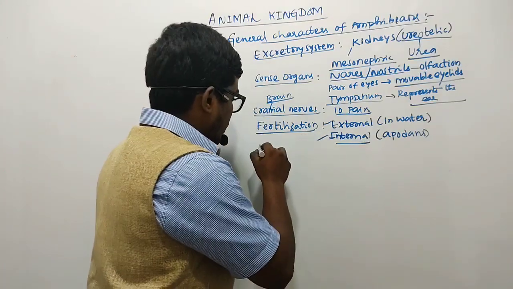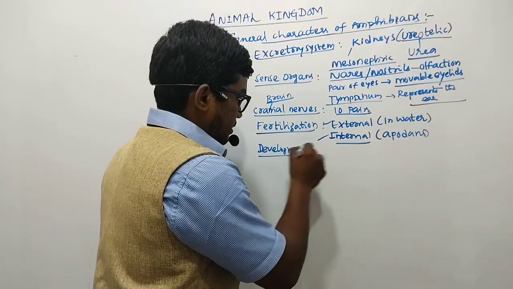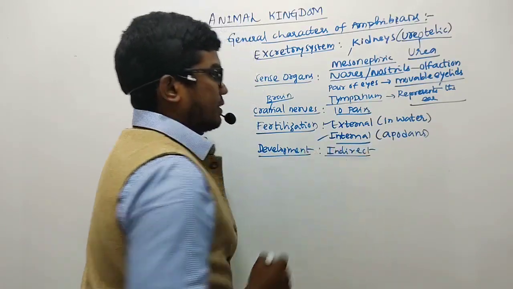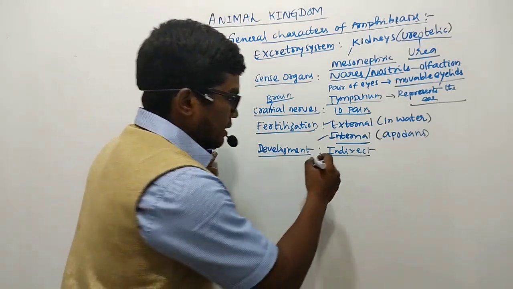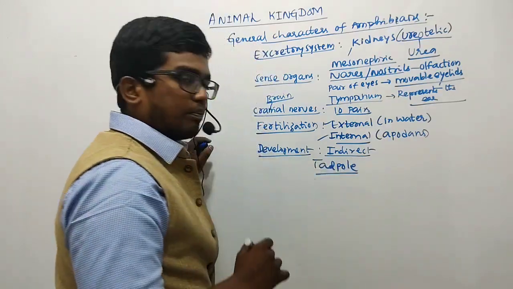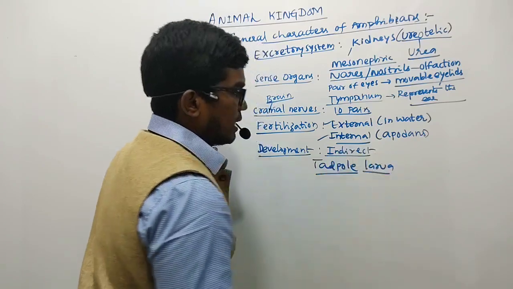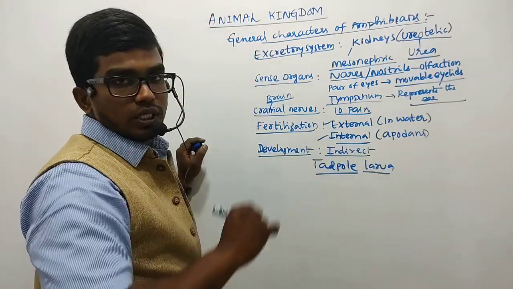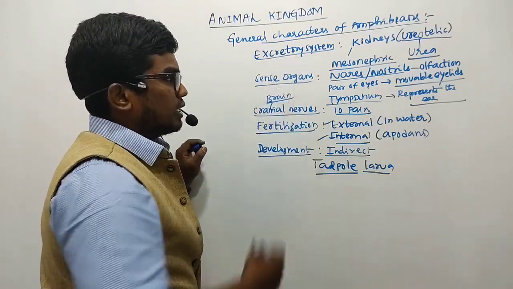Next, coming to the development. We are well aware of it. Development is here indirect. So we all know what indirect development is. It has to pass through the larval stages. The larval stage here is represented by the tadpole larva, which is very important to note, and it can also be asked in your examination as well. Note all these points.